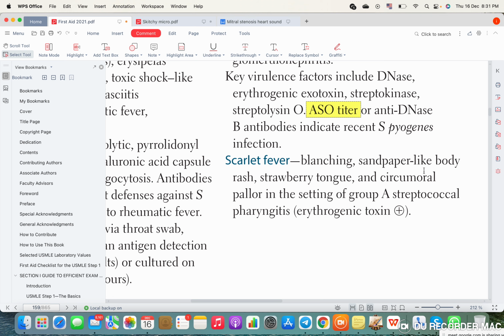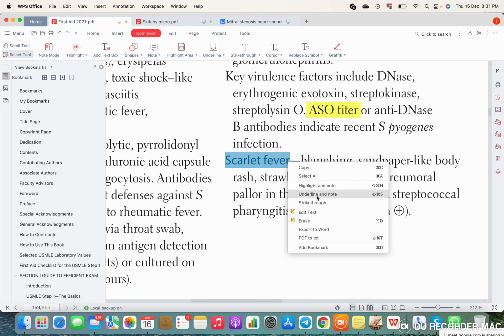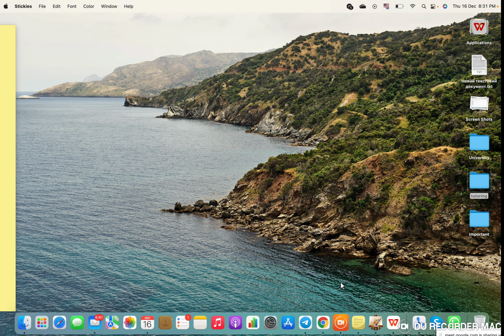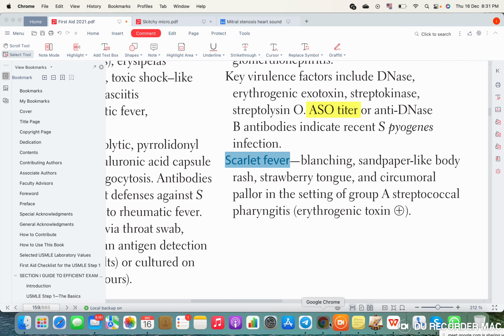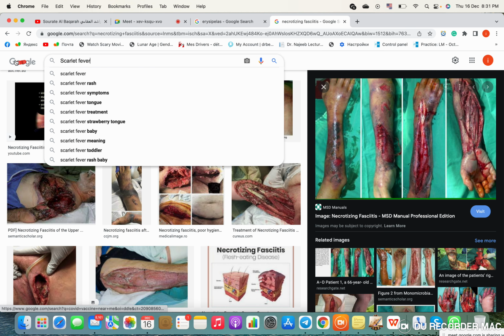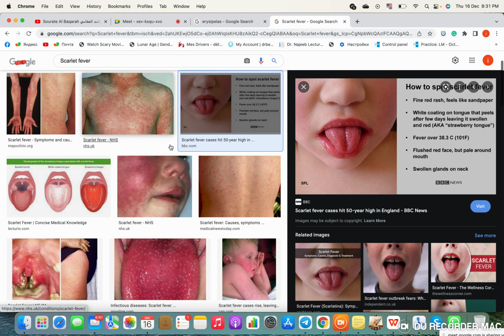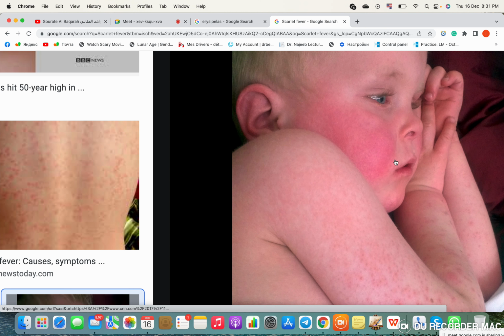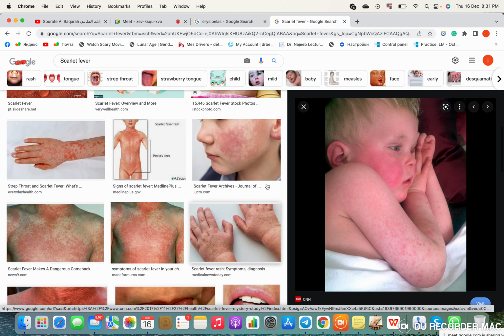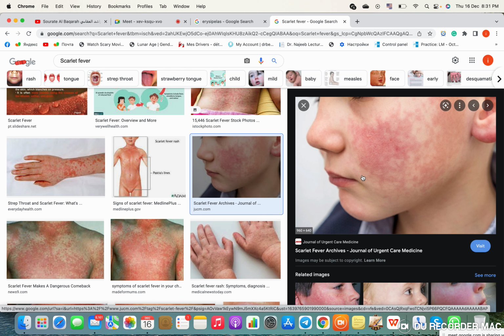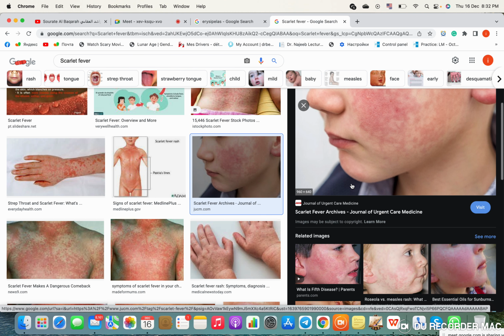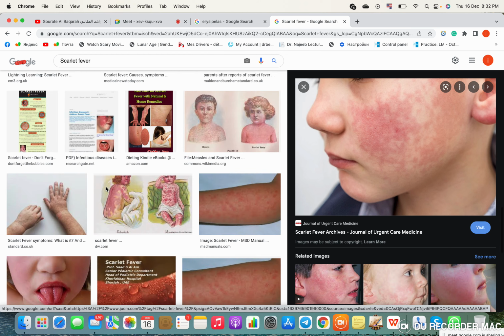Scarlet fever is a blanching sandpaper-like body rash, strawberry tongue, and circumoral pallor in the setting of a group A streptococcal pharyngitis. You must take a look, guys, at this pallor around the mouth. It's highly characteristic, and when you see it once, it just becomes second nature to you. So yeah, they have the strawberry tongue. Look at their cheeks. Their cheeks are red, but if you notice around his mouth, it's pale. So that's the circumoral pallor. So you can see the child around the mouth is pale, but the face is red, okay?